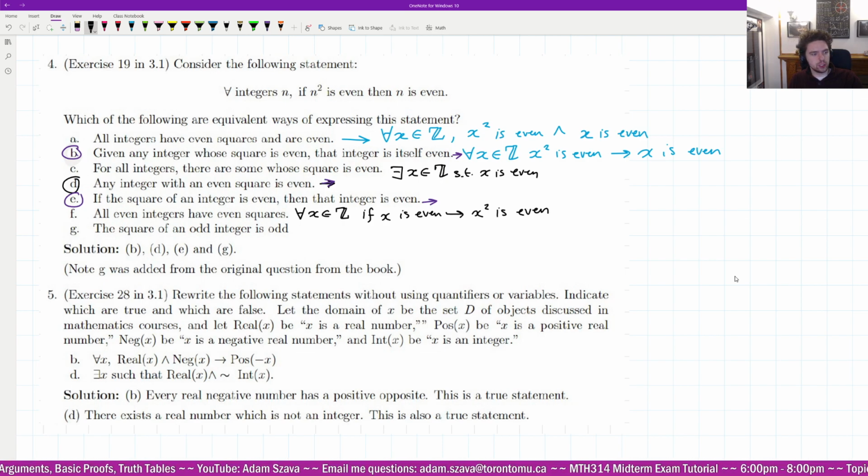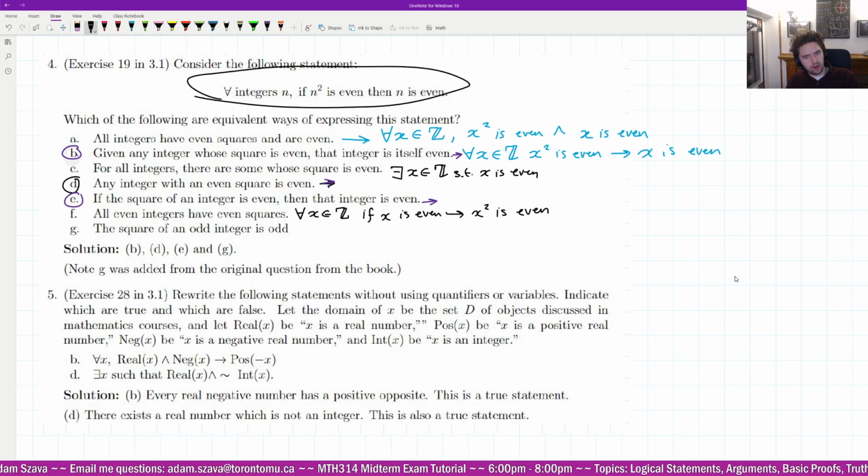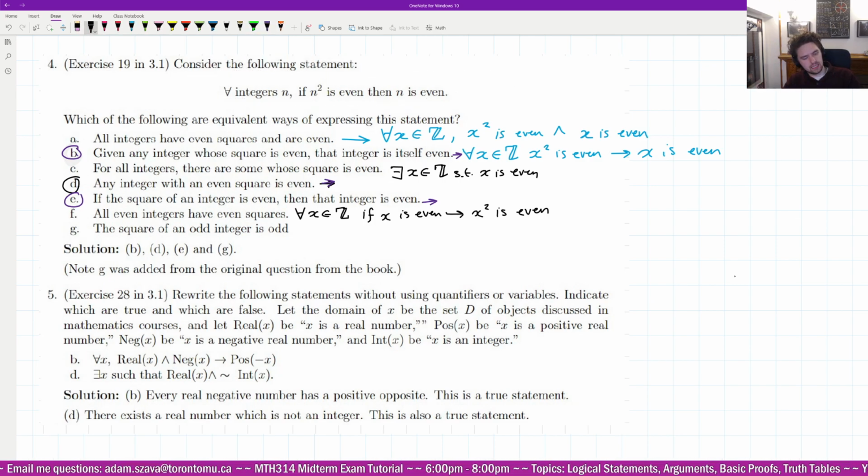Right? That's what this is saying, which is not exactly true. Converse error. Truth or not, it is not the same as this. Right? This is saying the other way around: x squared is even implies x is even. The square of an odd integer is odd.